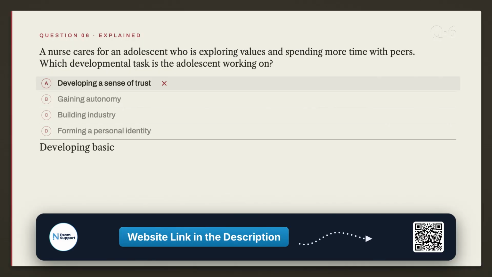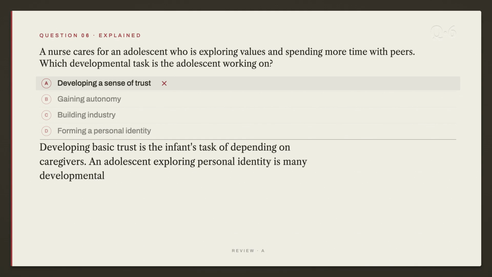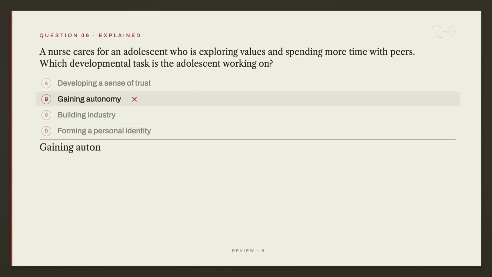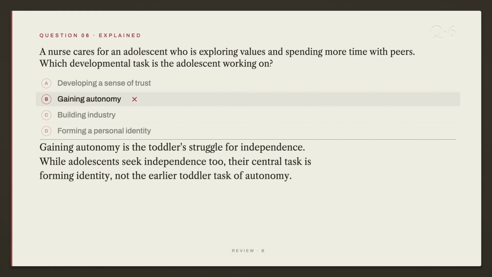A is wrong because developing basic trust is the infant's task of depending on caregivers. An adolescent exploring personal identity is many developmental stages beyond this earliest task belonging to early infancy. B is wrong because gaining autonomy is the toddler's struggle for independence. While adolescents seek independence too, their central task is forming identity, not the earlier toddler task of autonomy.